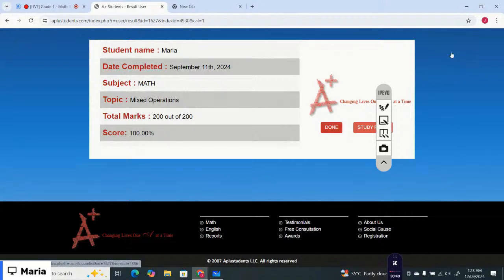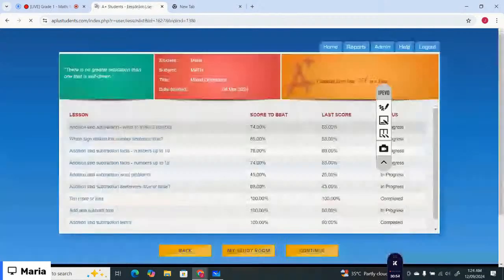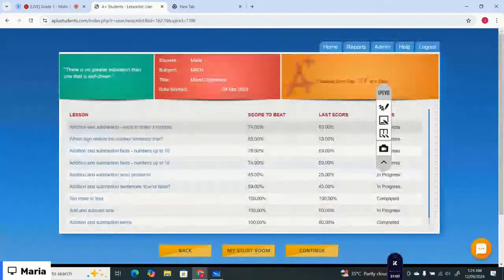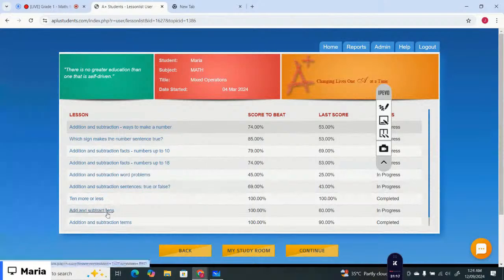Okay, we are done with the lesson. Let's just move on to next lesson. And the next lesson is add or subtract tens. Let's just start with the lesson.